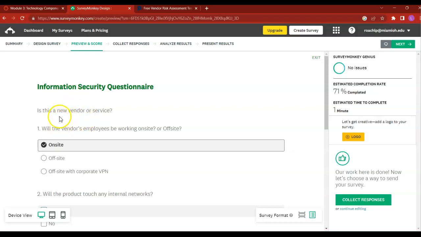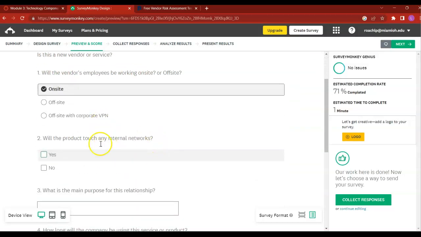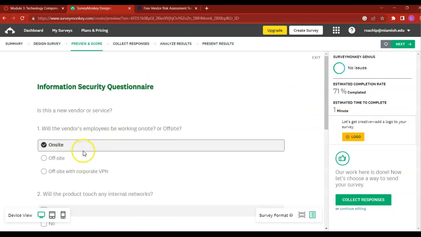And what I found is that on this opening question here, it asks, is this a new vendor or service? And the answer to this question decides what the rest of the questions will be. And that's what I want my project to look like. So when you answer this question, if it's not a new vendor, then in a real world sense, all of these questions would not necessarily matter.